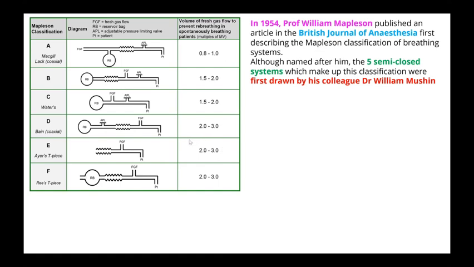But again, this circuit or system requires a fresh gas flow of 2 to 3 times the minute ventilation. So this is not economical, and all the gases are vented out through the expiratory limb, which will pollute the theater atmosphere. So there is a lot of global warming factor happening here. And because there is no reservoir bag in this system, you cannot monitor the patient's ventilation.